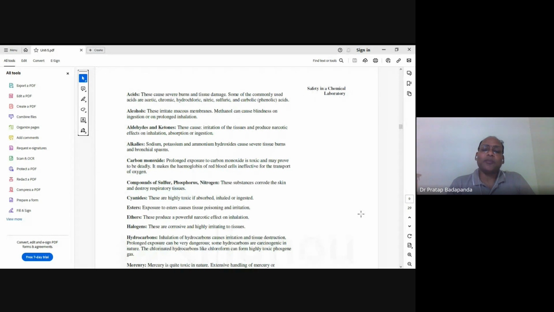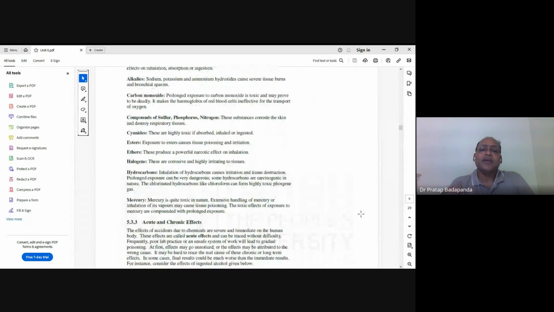Then compounds of sulfur, phosphorus and nitrogen. These substances corrode the skin and destroy the respiratory tract. Cyanides are highly toxic if absorbed, inhaled or ingested. Cyanide is a highly poisonous thing, so it will not give any space for treatment. Then esters: exposure causes tissue poisoning and irritation. Ethers produce a powerful narcotic effect on inhalation. Halogens are corrosive and highly irritating to tissue. I told you about chlorine gas.